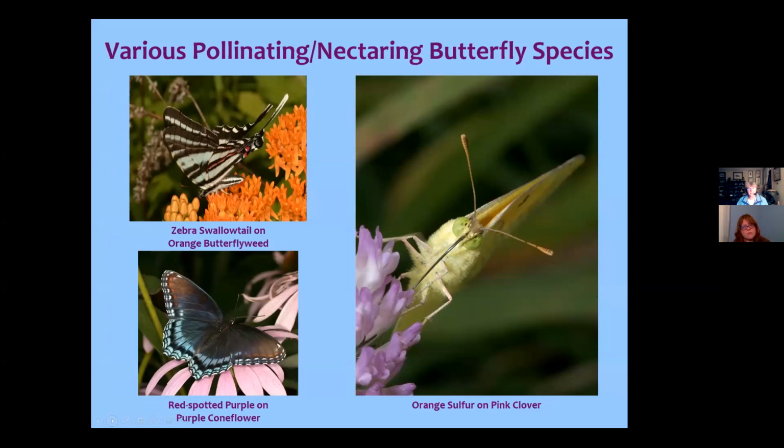And again, here's zebra swallowtail on orange butterfly weed, red spotted purple on purple coneflower, and an orange sulfur. You could see that long tongue going down into the clover. I can't say enough about some of these species of plants that most people consider weeds, but pink clover is one of the best. Most of these shots are taken in my yard because I have a yard full of clover. I do not spray my grass.